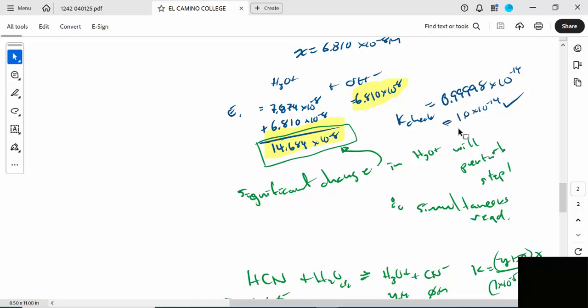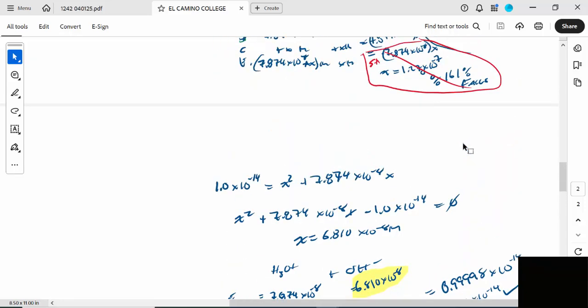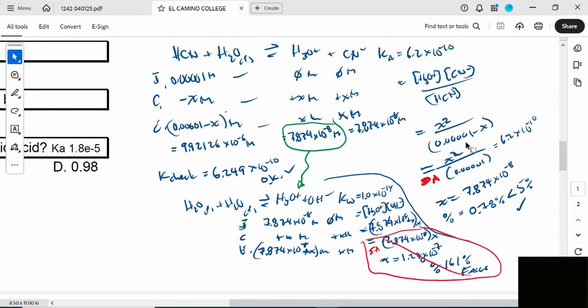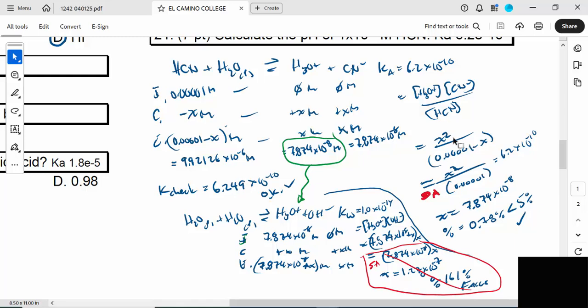And so Kw turned out to be a significant contributor of hydronium, ending up doubling it. But the problem is, I do this myself, I notice a lot of people don't do this, but you might consider checking your equilibrium concentration. We calculate these equilibrium concentrations and plug them back into Kc. And this one checks out. It's okay.